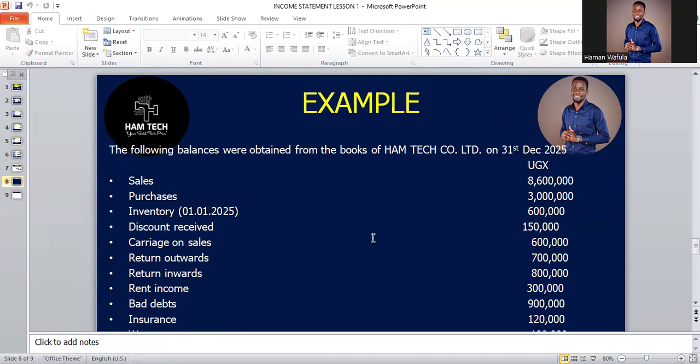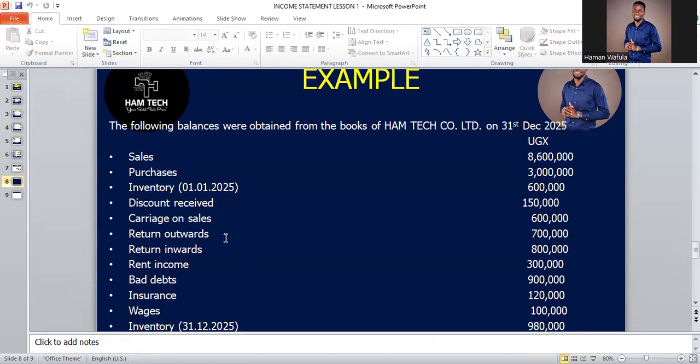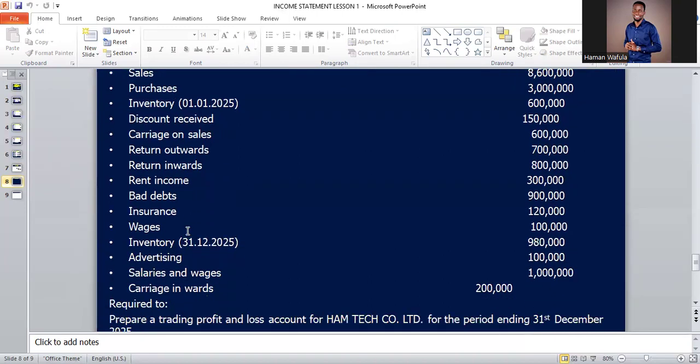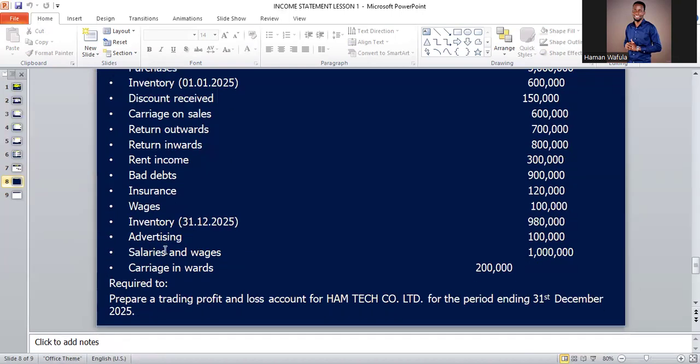Company Limited, that last December, by December 31st, had the following: sales 8.6 million, purchases 3 million, inventory 600,000, that is opening inventory. The first date always qualifies to be the opening inventory. Discount received is there, carriage on sales, returns outward, returns inwards, rent income, bad debts, which is also an expense, insurance, closing inventory, advertising, salaries and wages, and you have carriage inward.